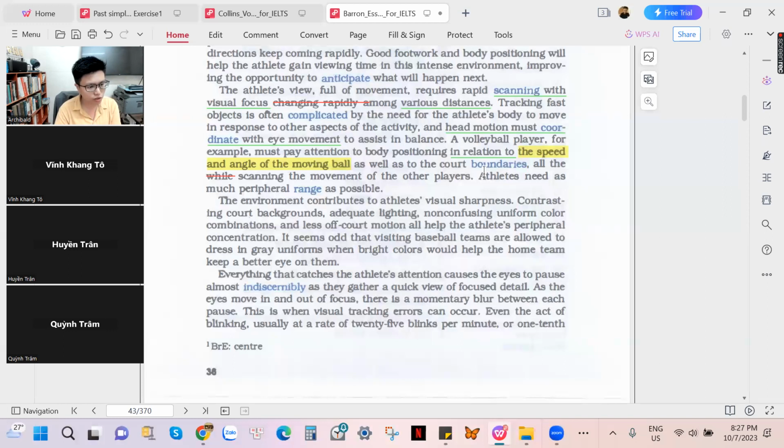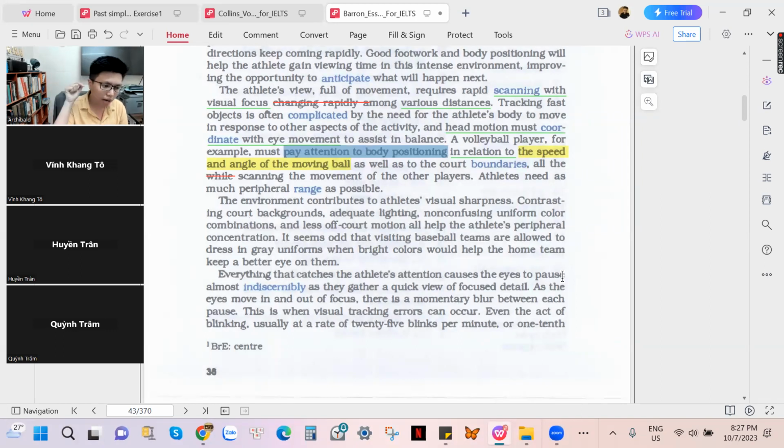So this is the structure that we need to practice after you study this paragraph. You need to type everything in your Google Doc. A volleyball player, for example, must pay attention to the body positioning. Pay attention to the body positioning.